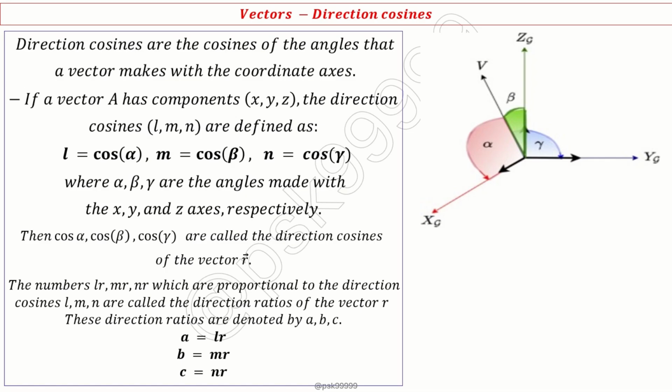Here l comes from cos alpha, the x-axis, so this is the x component of the vector. If r bar is a force, let's say, then a is the force applied in the direction of the x-axis, and b is the force applied in the direction of the y-axis. c is the force applied in the direction of the z-axis.